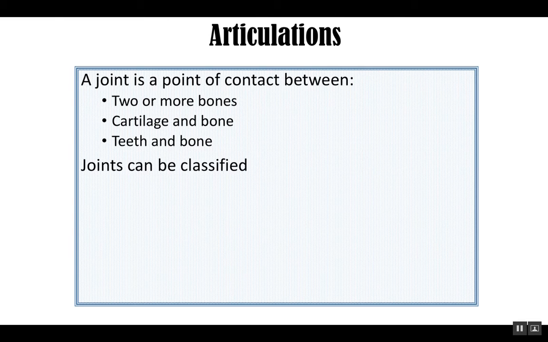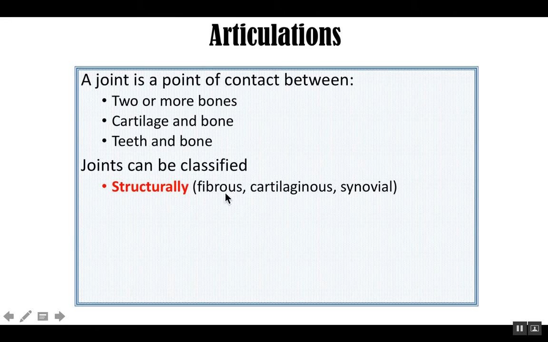Joints can be classified two ways. One way is structurally. What we mean by a structural classification is specifically what type of tissue is holding the two bones together. If the joint is a fibrous joint, it has no synovial cavity, which we'll talk more about in a moment, but the bones are held together by dense, irregular connective tissue. And this tissue is rich in collagen, which helps hold the two bones together.